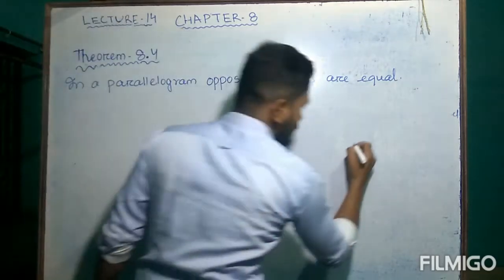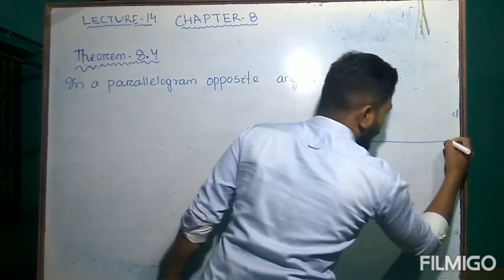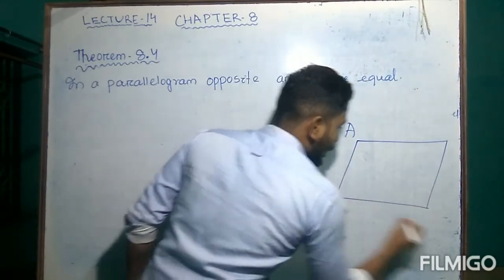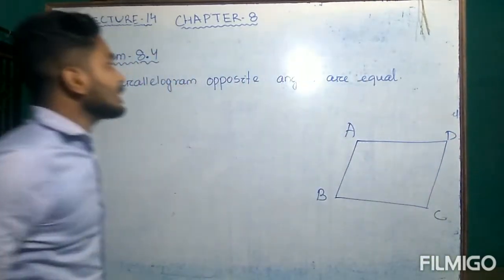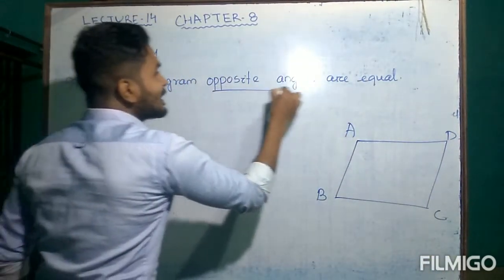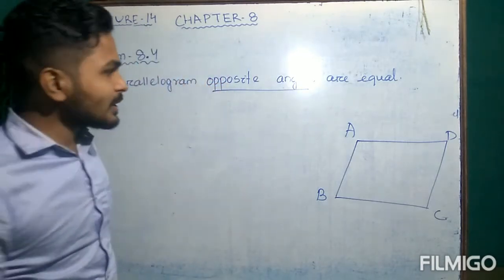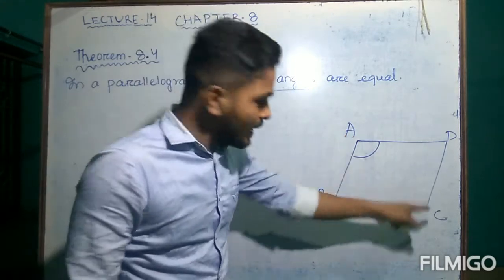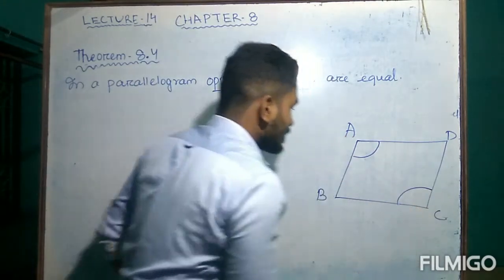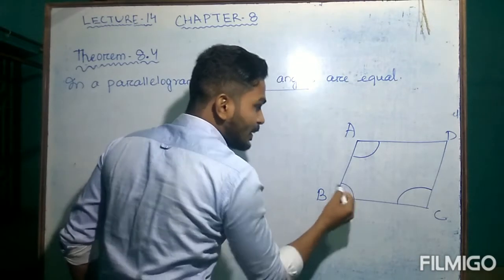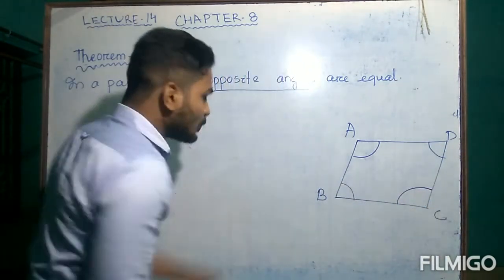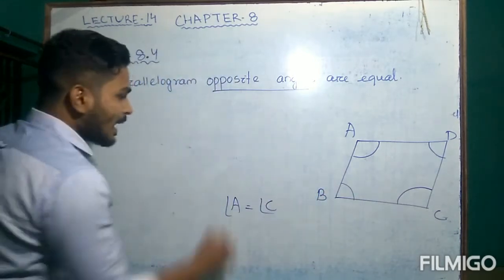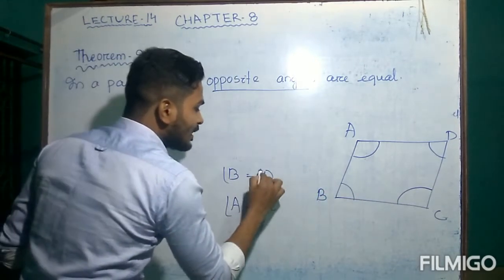Okay, for this you have to first draw a parallelogram. Let's say this is a parallelogram. In this parallelogram we have to prove that the opposite angles are equal. Opposite angles means if we consider angle A, then what is the opposite angle of angle A? It is angle C. If we consider angle B, then what is the opposite angle of angle B? It is angle D. So we have to prove that angle A is equal to its opposite angle, angle C, and angle B is equal to angle D.